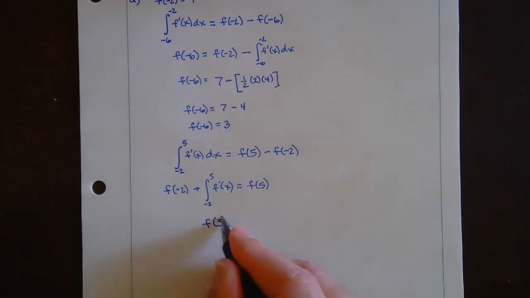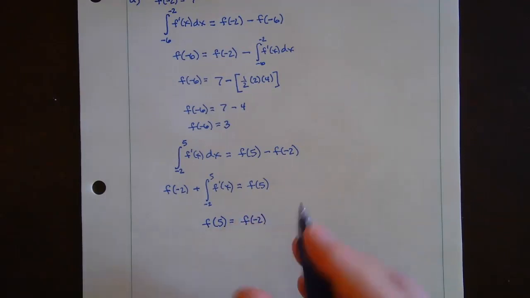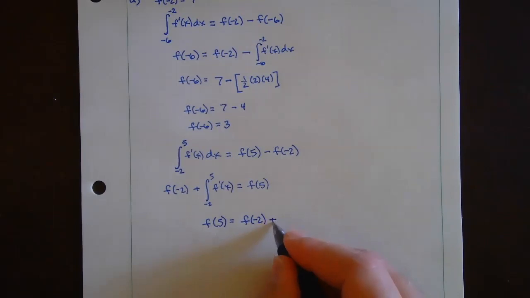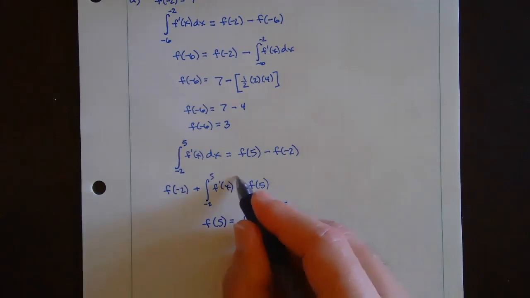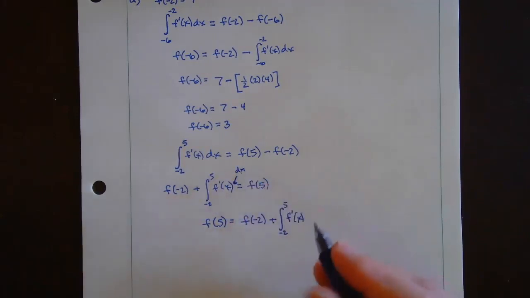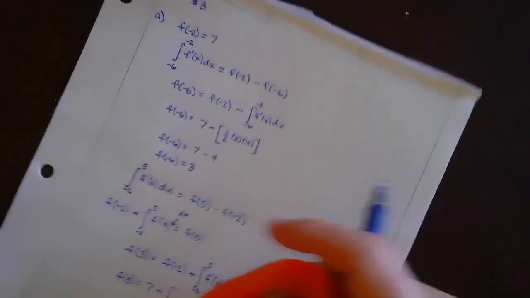So f of 5 is equal to f of -2. I probably wouldn't do this if I was taking the AP exam, just because of time. Plus the integral from -2 to 5 of f prime of x. And you guys, I forgot my dx right here. So there should be a dx. Okay, so now I know f of 5 is equal to f of -2, which we know is 7, plus, and then the integral. Whoops, I don't need the integral. I'm going to actually figure it out. Let me take the integral symbol off. Sorry about this, guys.